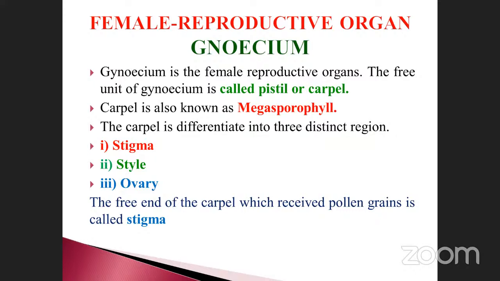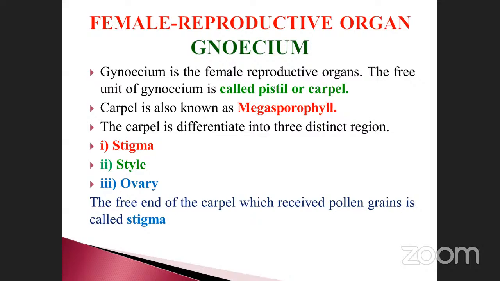Okay, so let's pass on to the next one, the female reproductive organ. Which one is the female reproductive organ? Already you know about gynecium. Gynecium is the female reproductive organ, isn't it? The free unit of gynecium is called the pistil or carpel. This is also very, very important. Suppose we are going to study the structure of fruits; at that time, monocarpellary, bicarpellary, polycarpellary, so it also depends upon their gynecium.